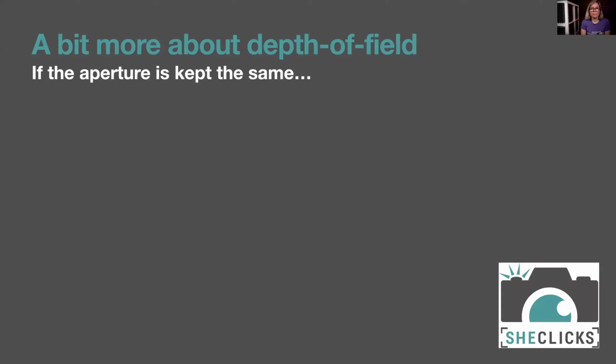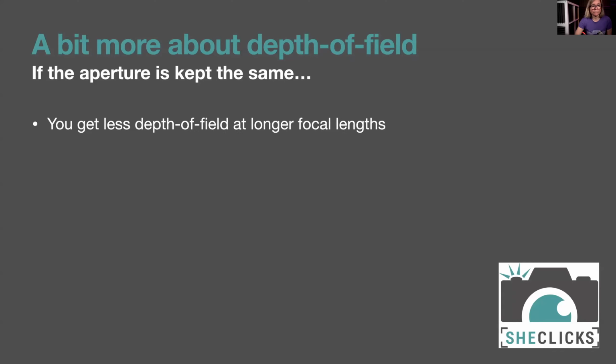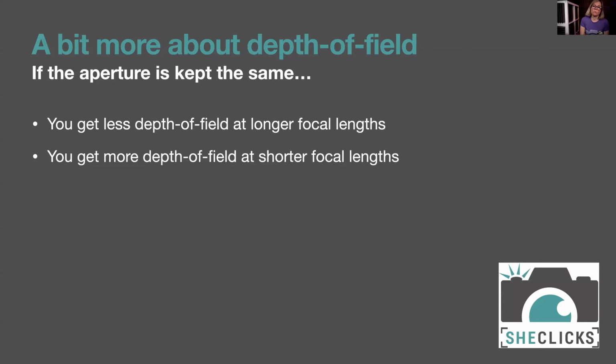Now, just a little bit more about depth of field. As I say, I'm not going to go into it in great detail, because it all gets quite complicated, and I think we're already dealing with something more significant that we need to get our heads around first. If you keep the aperture the same, there is less depth of field at long focal length. So with telephoto lenses, you will get less depth of field. Conversely, if you use a wide angle lens, you will get more depth of field.